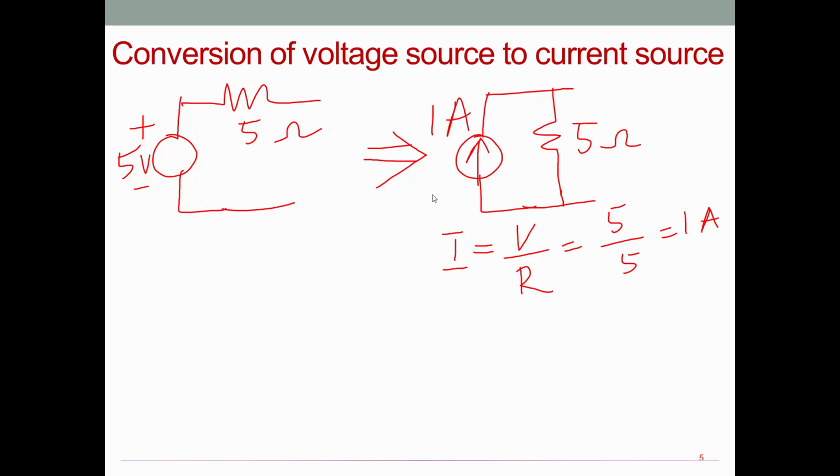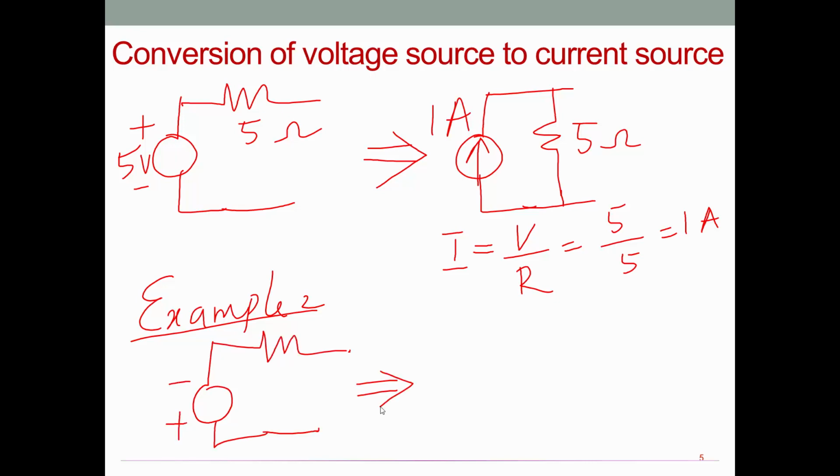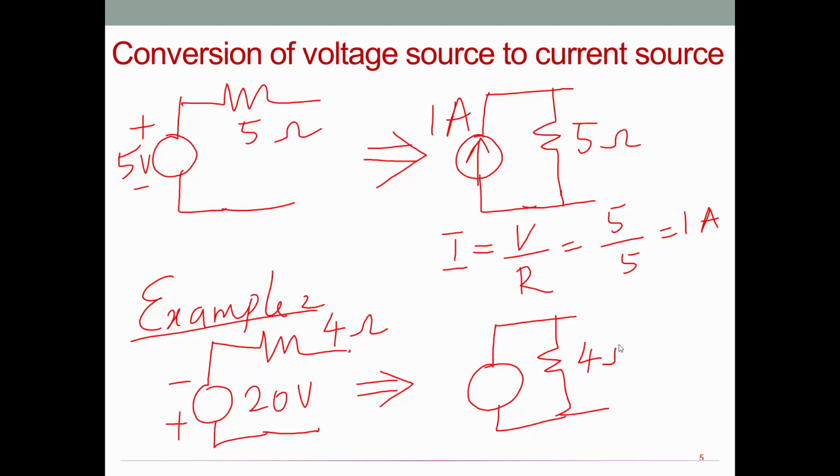I'll go for another example. I'll take positive downward. This is with 20 volt. This is with 4 ohms. Then as usual, you take a current source in parallel with the resistor. The resistance value is blindly copied from the voltage source. Now for positive polarity, take the arrow mark direction, so a downward arrow mark.